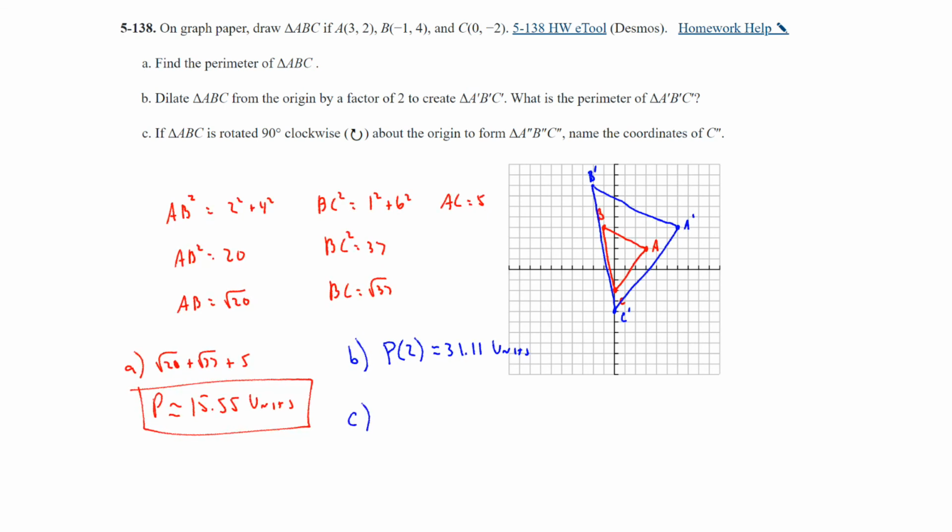Part C, if triangle ABC is rotated 90 degrees clockwise about the origin to form triangle A double prime, B double prime, C double prime, name the coordinates of C double prime. So I went ahead and rotated the whole figure, but it only wanted coordinates C double prime, so I could make that easier myself. But either way, rotated it. Make sure you rotate it clockwise. And so I'm taking the points and going 90 degrees. Remember, you can also use tracing paper to show that rotation. But we come up with C double prime to be (-2, 0). Because you're taking this point and rotating it 90 degrees.